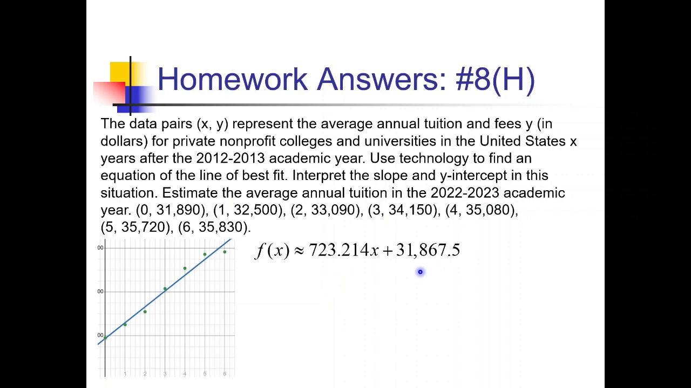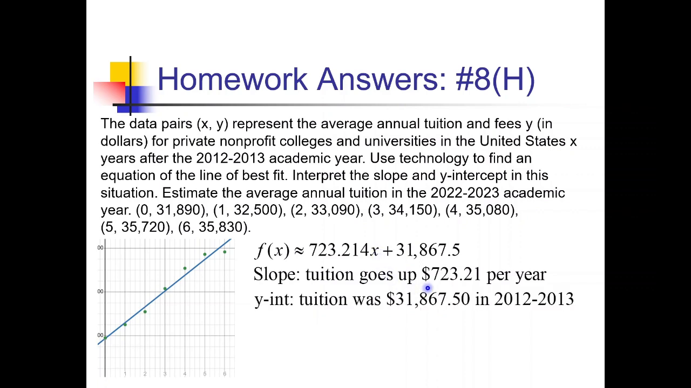So what does this all mean? The slope here of 723.21 is telling us how much the dollar amount is going up per year. So we're increasing $723.21 per year for tuition. And then this y-intercept here is telling us what the starting value was in year 0. So that would have been in the 2012-2013 academic year. That's what our tuition was, $31,867.50.